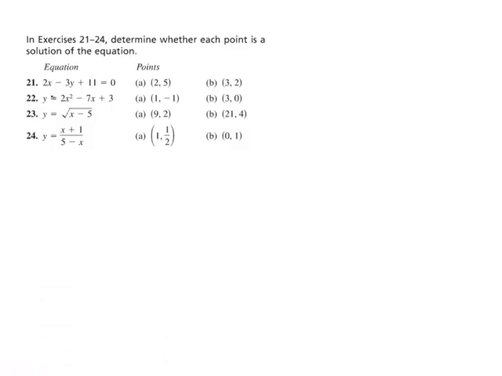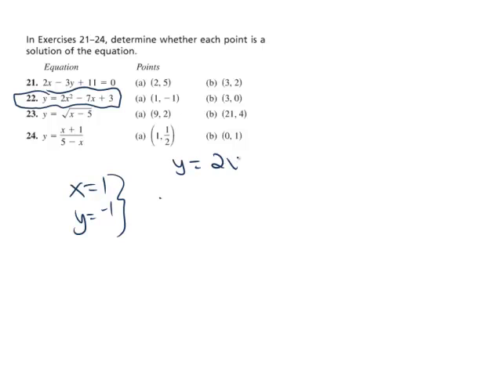In 22, we have y equals 2x squared minus 7x plus 3. And we have these 2 points here, with x is 1 and y is negative 1. I'm going to plug that in, see if we get a true statement. Y equals 2x squared minus 7x plus 3. I'm just taking this here and grabbing that. Sorry.